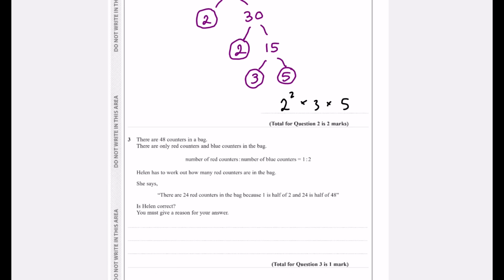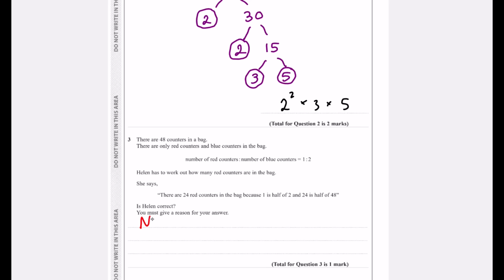Question 3. There are 48 counters in a bag. There are only red counters and blue counters in the bag. The ratio of red to blue is 1 to 2. Helen has to work out how many red counters are in the bag. She says there are 24 red in the bag because 1 is half of 2 and 24 is half of 48. Is Helen correct? So she's halved it. She said half of them are red, but it's not. It's the ratio 1 to 2.